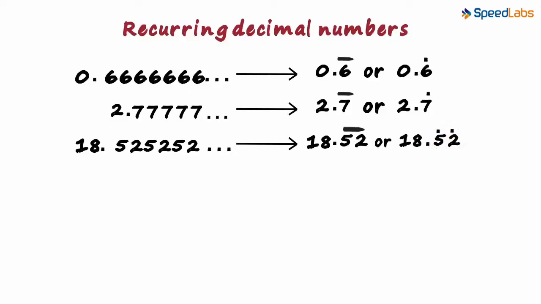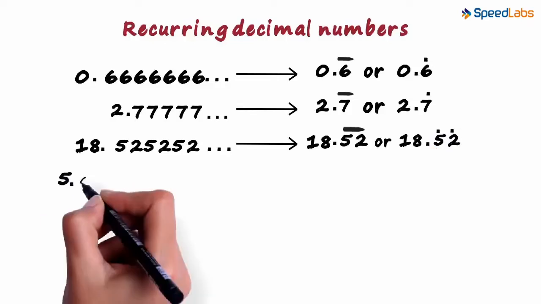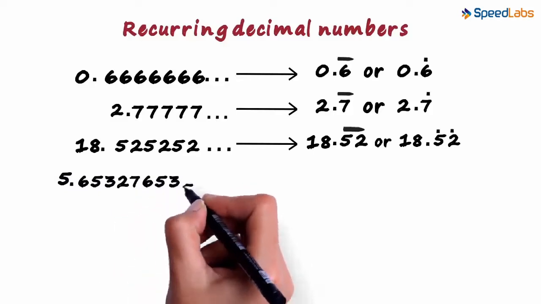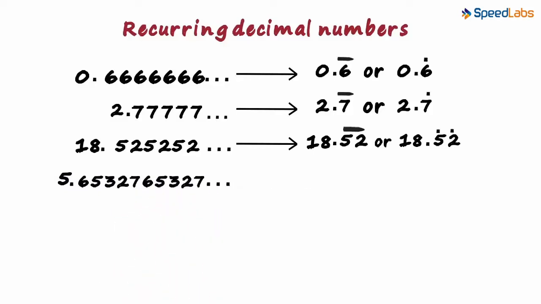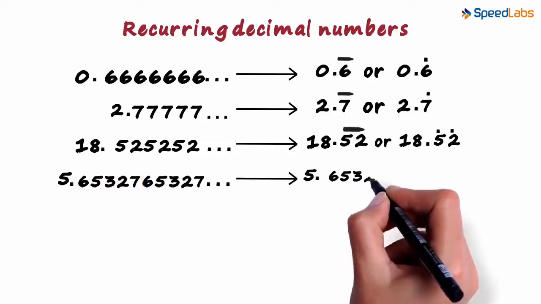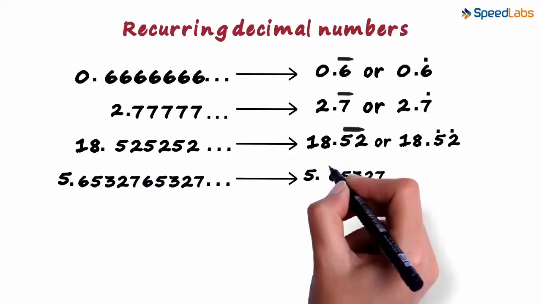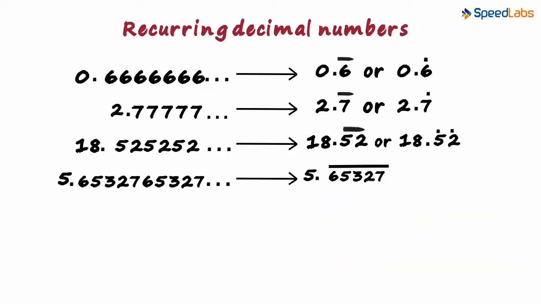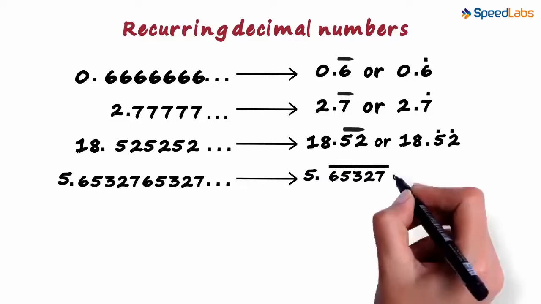Now it's getting a bit more interesting. Let me make it slightly more difficult. The number is 5.65327, 65327 and so on. In this example, 65327 is repeated. So we can write it as 5.65327 with a bar over 65327. That was simple.